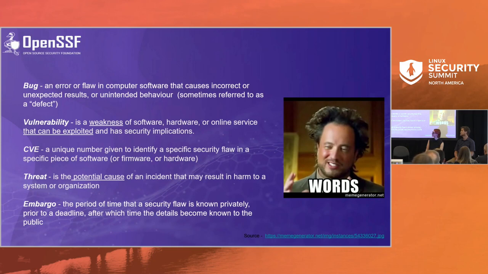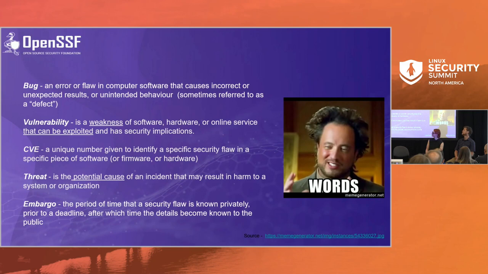Then you have a vulnerability. A vulnerability is a weakness in software, hardware, or an online service that can be exploited and has security implications. A developer might think of this as a security bug or a vuln, a lot of different ways they might refer to it. This is predominantly what we're talking about, as opposed to a feature problem.